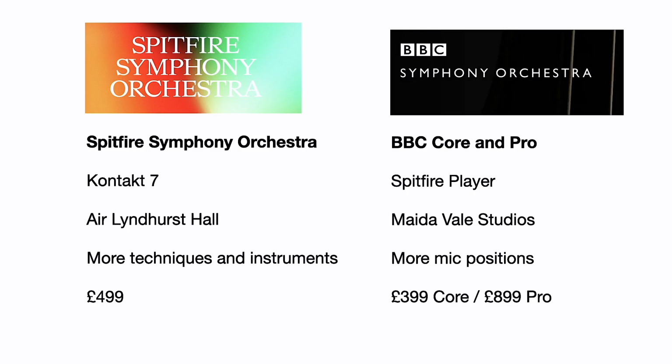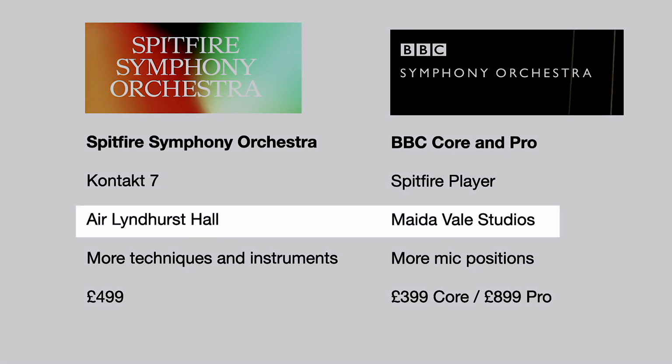Probably the biggest difference for me is this next one. The Symphony Orchestra is recorded at Air Lyndhurst Hall, and the BBC Symphony Orchestra is recorded at the Maida Vale Studios. Now, Air Lyndhurst has got a particularly ambient, round, warm, rich sound. That's why people go there. So without any reverb at all, it sounds quite lush.